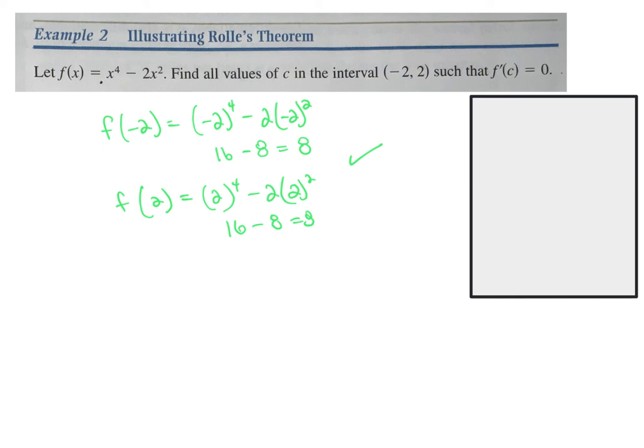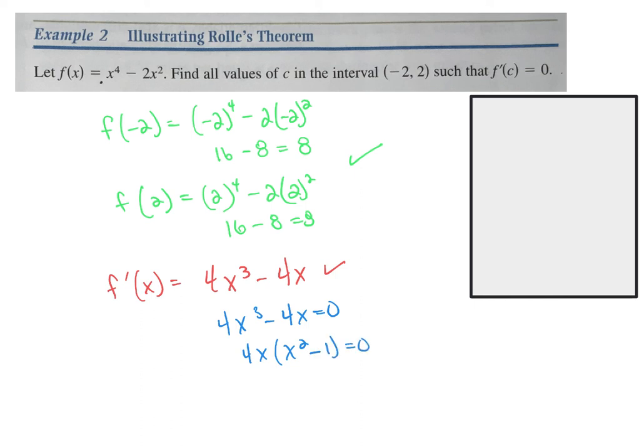And so now we're going to take the derivative. So the derivative of x to the 4th is going to be 4x cubed. I went backwards. 4x cubed minus 4x. So we want to set this equal to 0. It is differentiable on that interval, by the way. We're going to set this equal to 0 and solve it. And so we have x equals 0, x equals 1, and x equals negative 1.